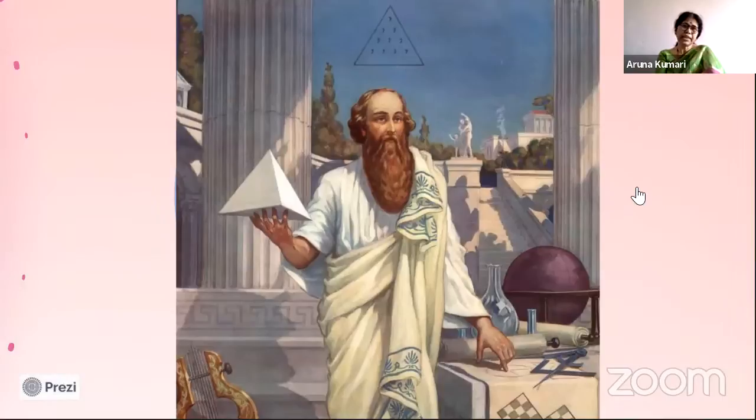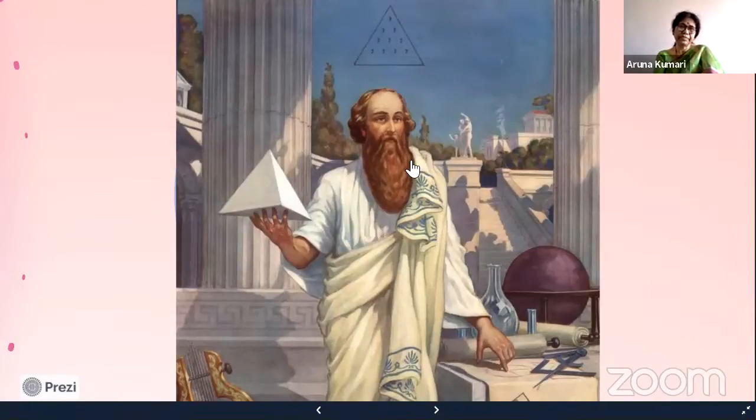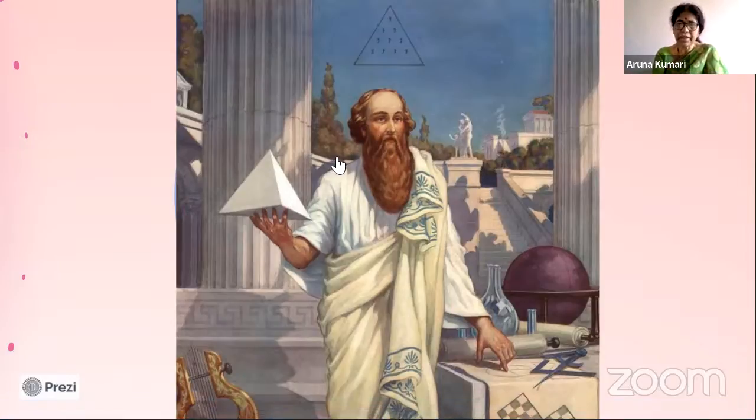See, he is Pythagoras. He is carrying something in the shape of a pyramid. In Greece, wherever we go, we will see all these shapes. This is nothing but a pyramid. And Pythagoras is a Greek mathematician. His time was 500 BCE. Remember this.